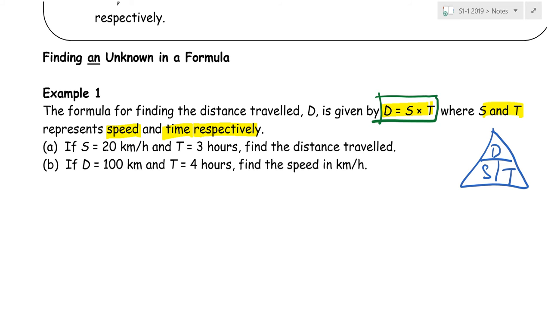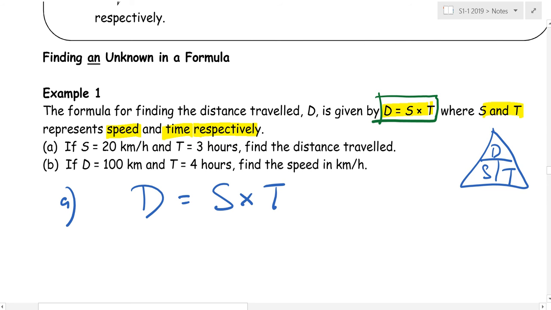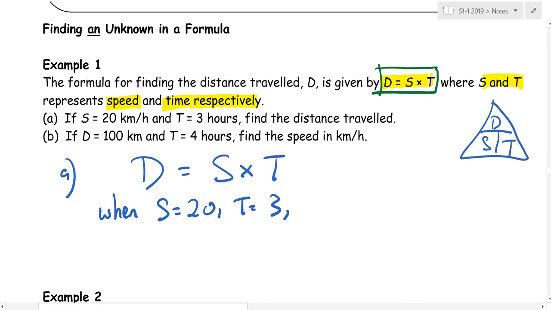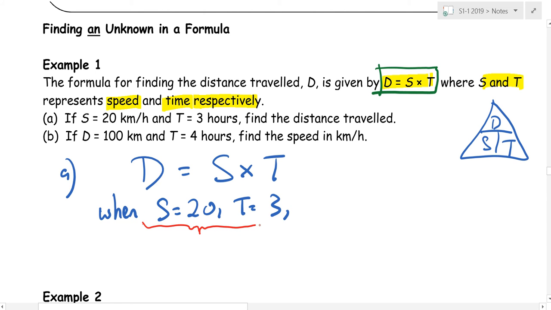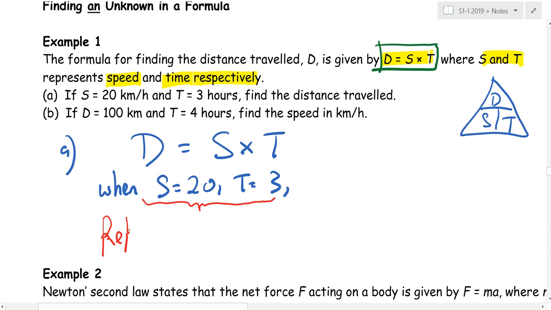So, can you write down A? D equals to S times T. Everyone write. Written. Some already done. Very good. Now, what do you write next? Can you write down when, comma. Okay, I'm teaching you proper presentation. Then, what I want you to do, can you write down the instruction? Replace the unknown with number.